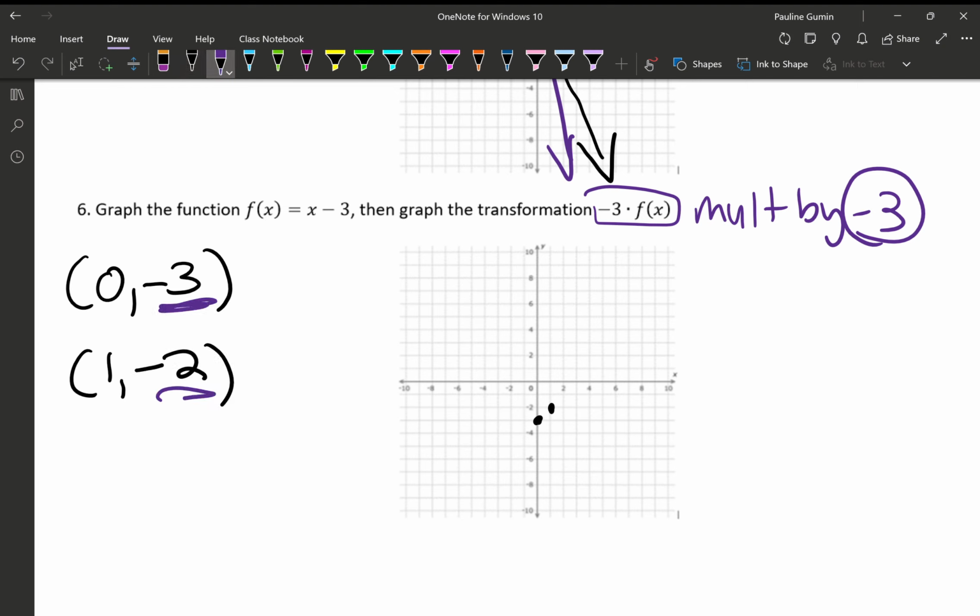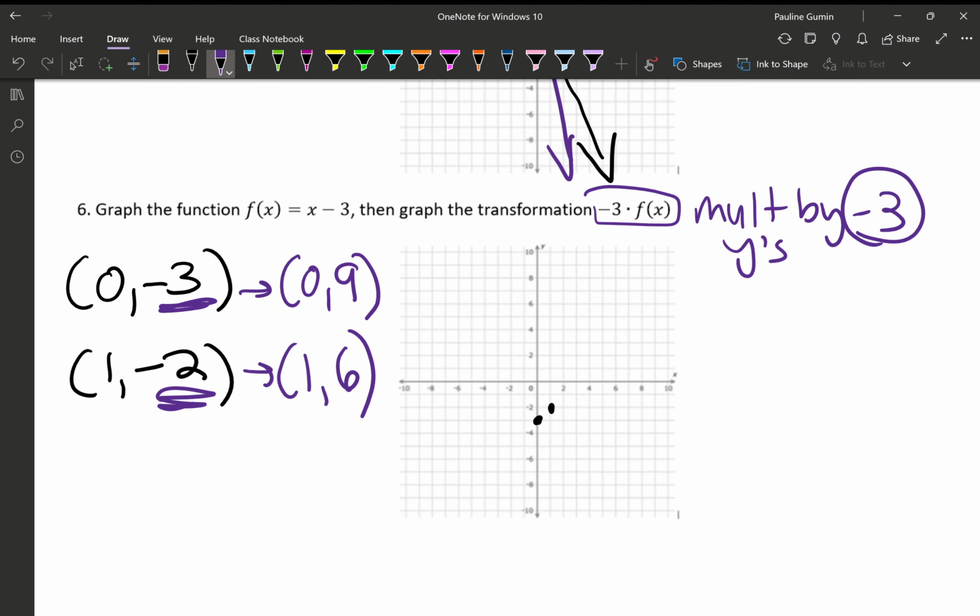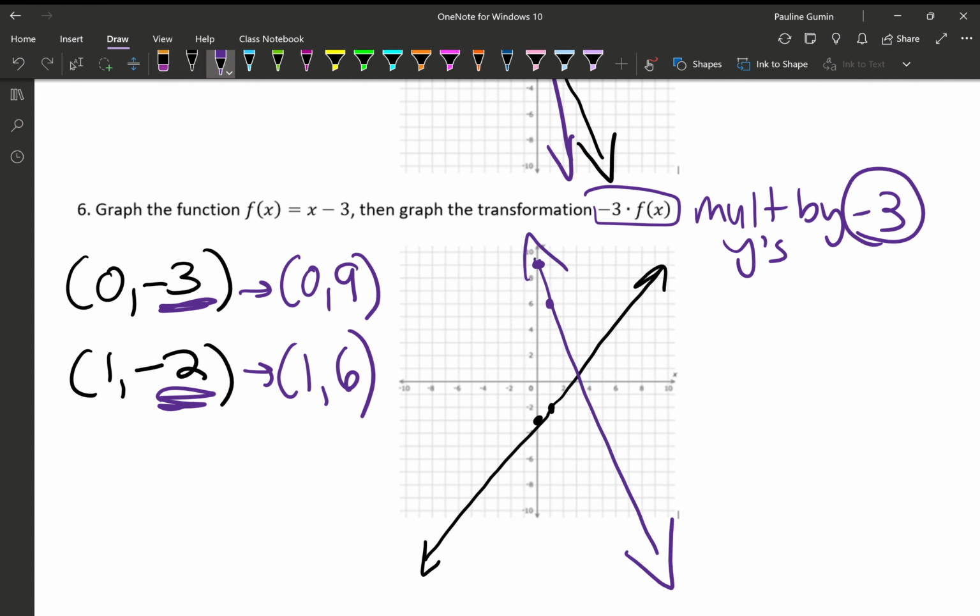We are going to multiply our y's by negative 3. So my new point is 0, positive 9, 1, positive 6. Okay, let's plot those 2 points. 0, 9, and 1, 6. All right, I'm going to connect them, and hopefully you can see that not only did we stretch the line, but we also reflected it. All right, here's my original, and here's the transformed one. It reflected. You should see its slope is completely different. It's going down instead of up. And its stretch, it's more steep than the previous one.